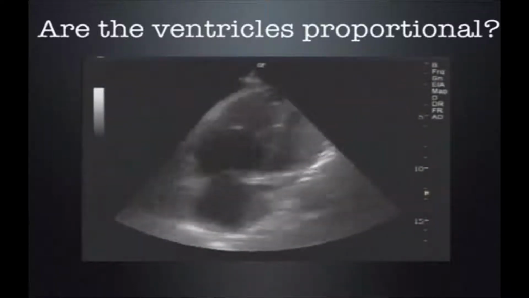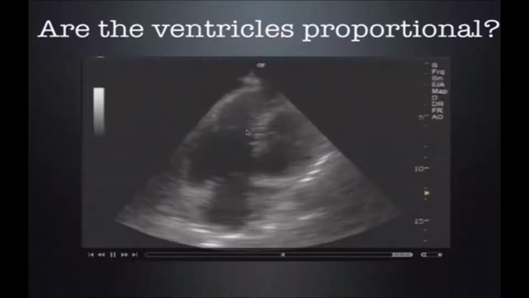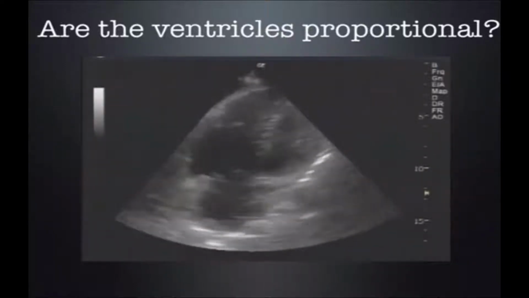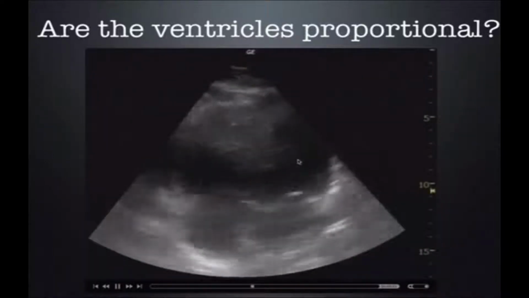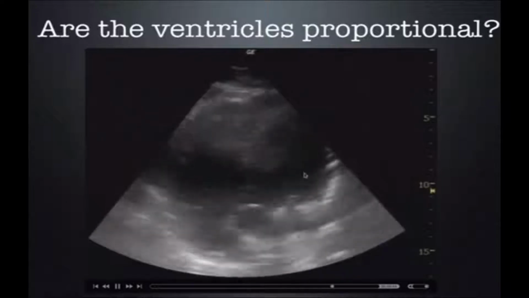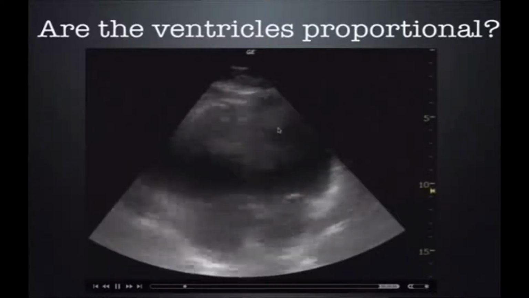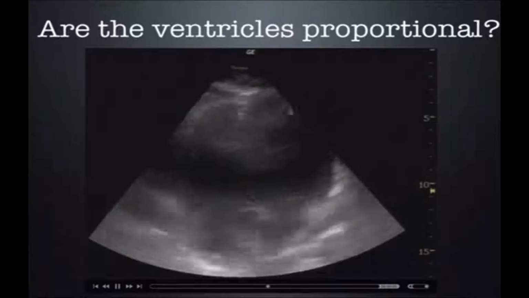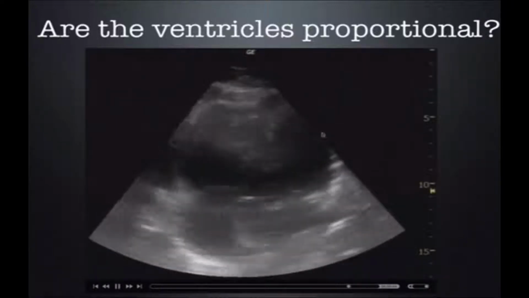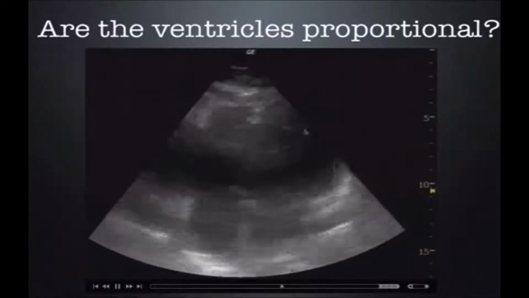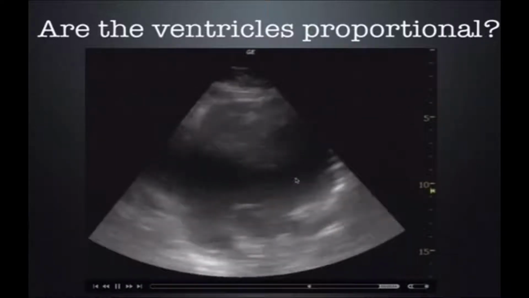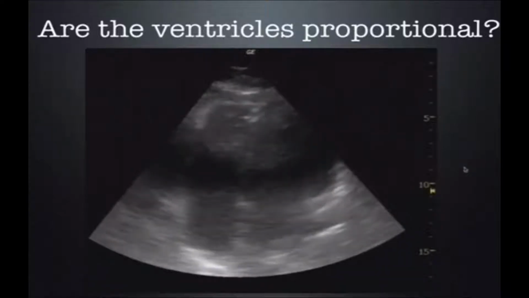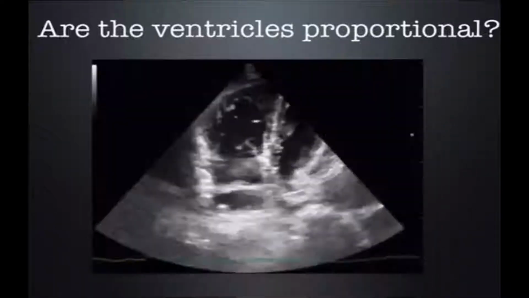How about this case? Well, here we can see that the right ventricle is a lot larger than the left ventricle. So clearly in this case, the ventricles are not proportional. How about this case? Here's our left ventricle. Here's our right ventricle. It's important to point out the endocardial border here. We're not talking about the chamber including the walls or the wall thickness, just the chamber size. Comparing the chamber size of the left ventricle to the right ventricle, it is about as large as the left ventricle, so they're not proportional.